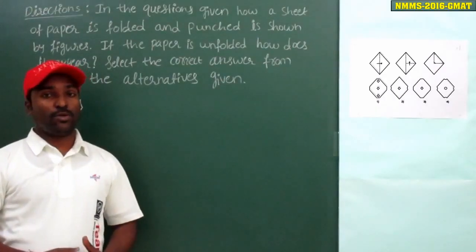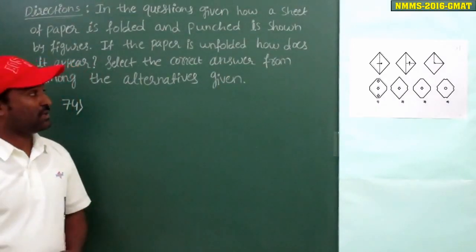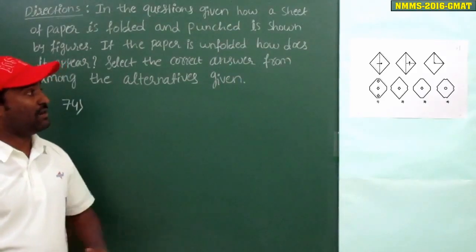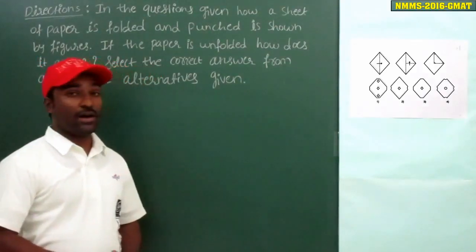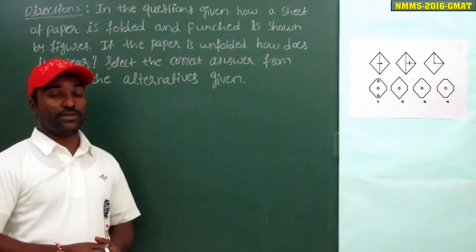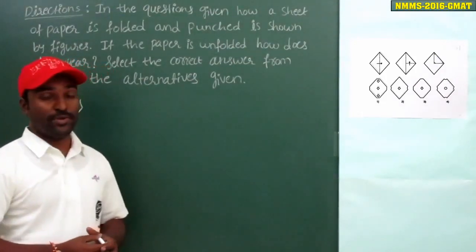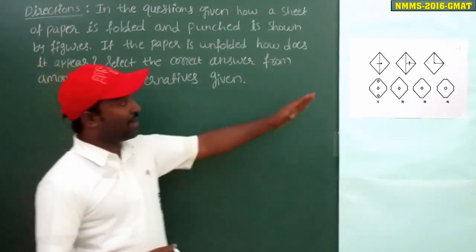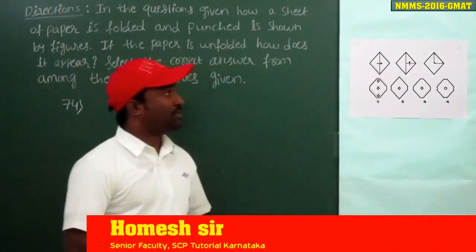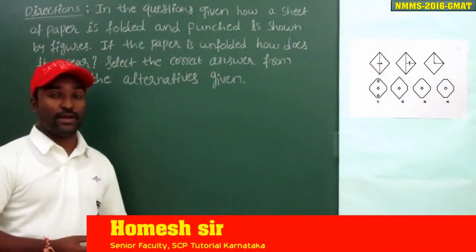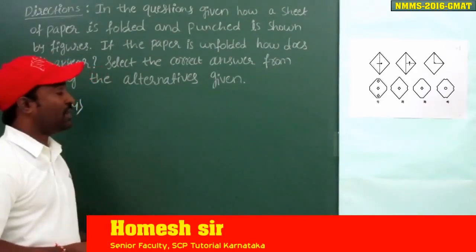Friends, here is one more problem based on the same direction. We have to find how the unfolded paper appears after punching different types of cuts on that paper. Here they have given different figures which show how the paper is folded and how it is punched. Let us draw that.